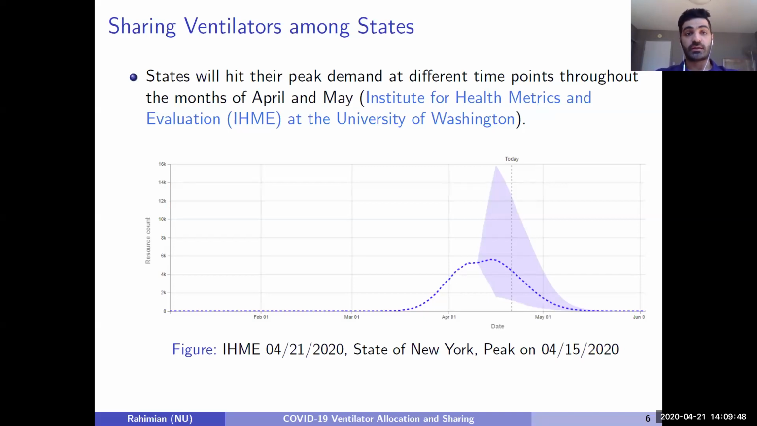They showed and estimated that different states will hit their peak demand at different time periods throughout the months of April and May. In the figure below, you will see, for example, as of today, based on the data published on April 17, the state of New York hit its peak on April 15, around this time with this number. This is the demand curve, the need for ventilators.